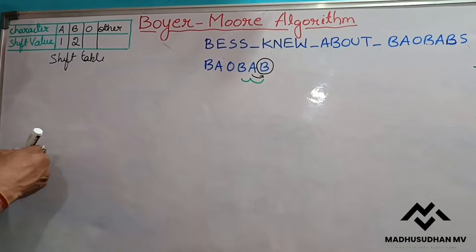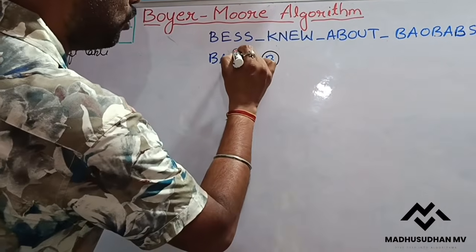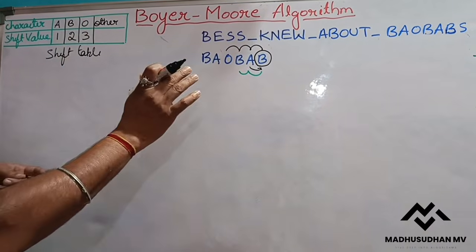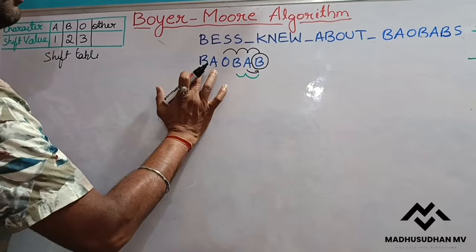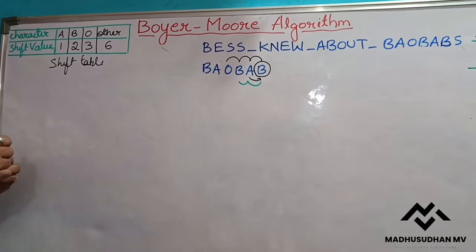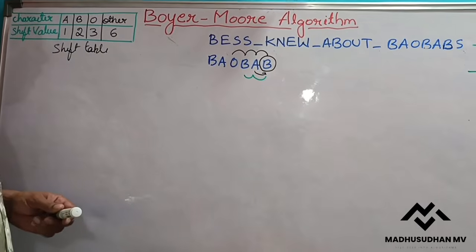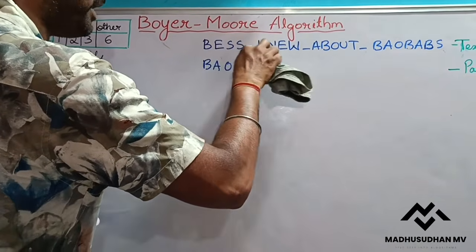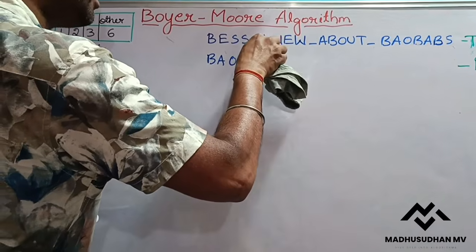And O. O is at a distance, simple: 1, 2, 3. So 3. For the remaining characters, the value is the pattern length. What is the pattern length? 1, 2, 3, 4, 5, 6. The pattern length is 6. This is the shift table constructed by the Horspool algorithm. Now I will use this concept to find whether the given string is present or not.